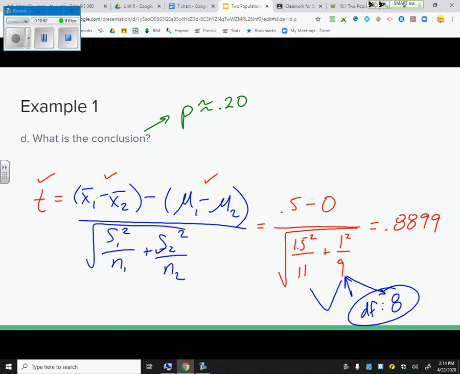Well, my conclusion is going to be to not reject H naught. Okay, I can't reject H naught. I did not get something that was so far over in the tail of this curve that it was unusual. Less than 1% being unusual this time. I got 20%. That's kind of close to the middle. So do not reject H naught, and then I can finish it up with my sentence.